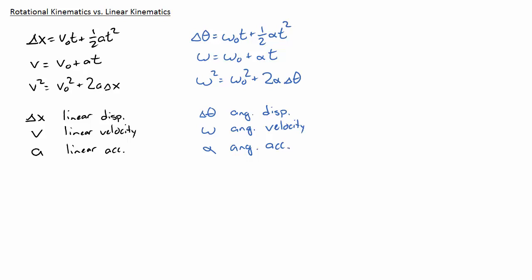You just have to think about the different variables, and then also you have to think about the difference in the units as well. While with our linear kinematics everything was in terms of meters, meters per second, and meters per second squared, with our rotational kinematics all the units are in terms of radians, radians per second, and radians per second squared.